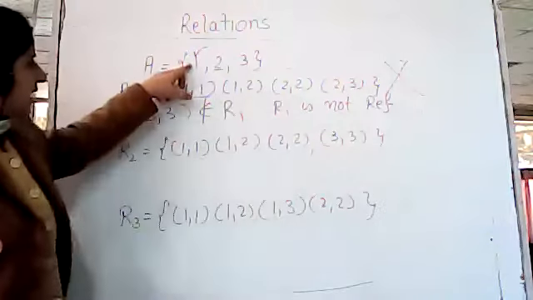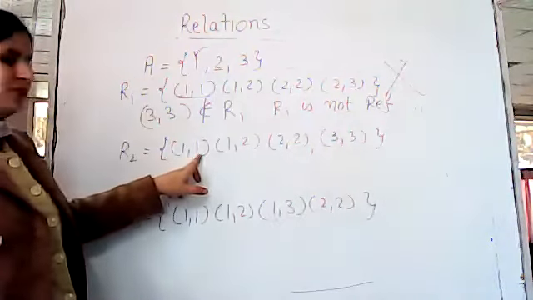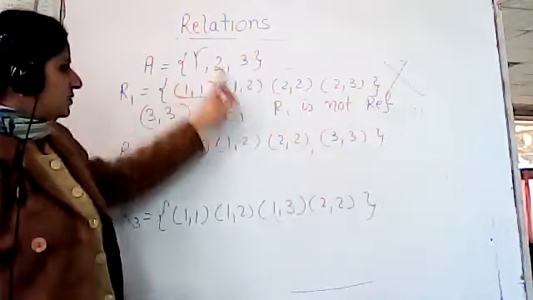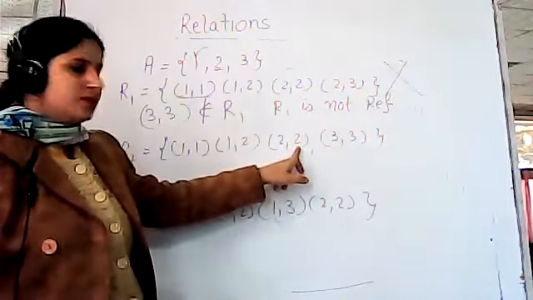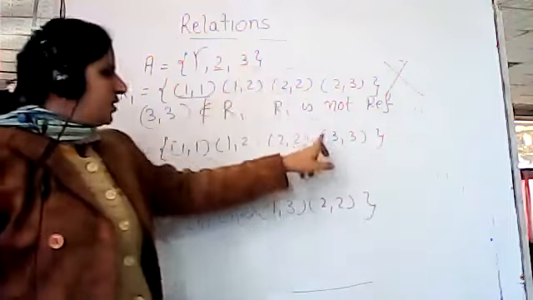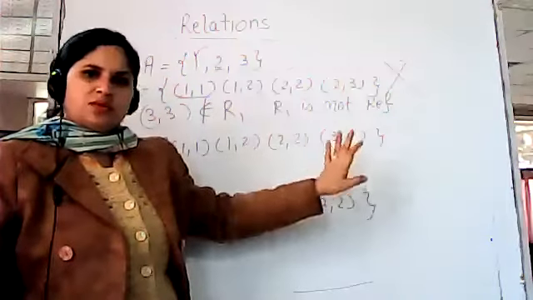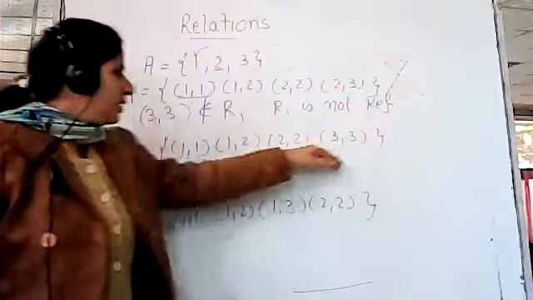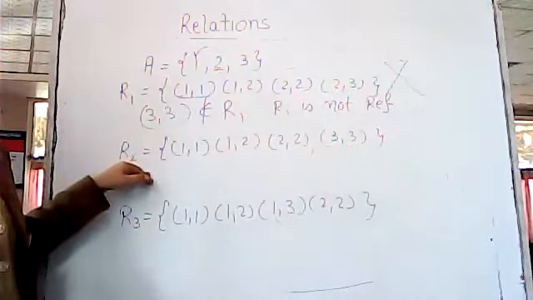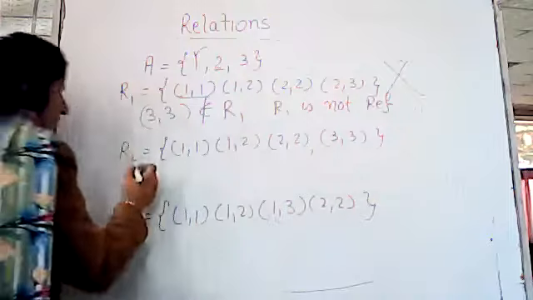Okay. First element is 1, 1 is related with 1. Yes. Second element is 2, 2 is related with 2. Yes. Last element is 3, 3 is in relation with 3. 3 also has an image with 3. So is R2 a reflexive relation? Yes, ma'am. What will you write?